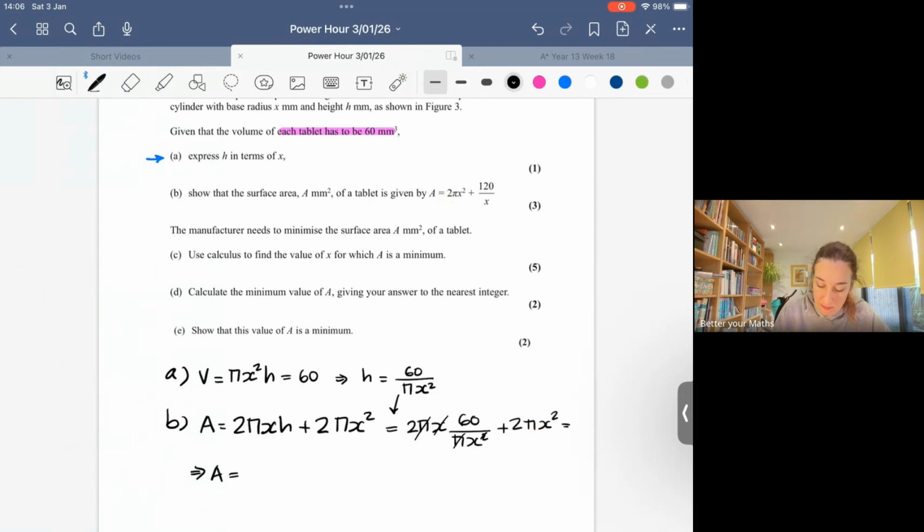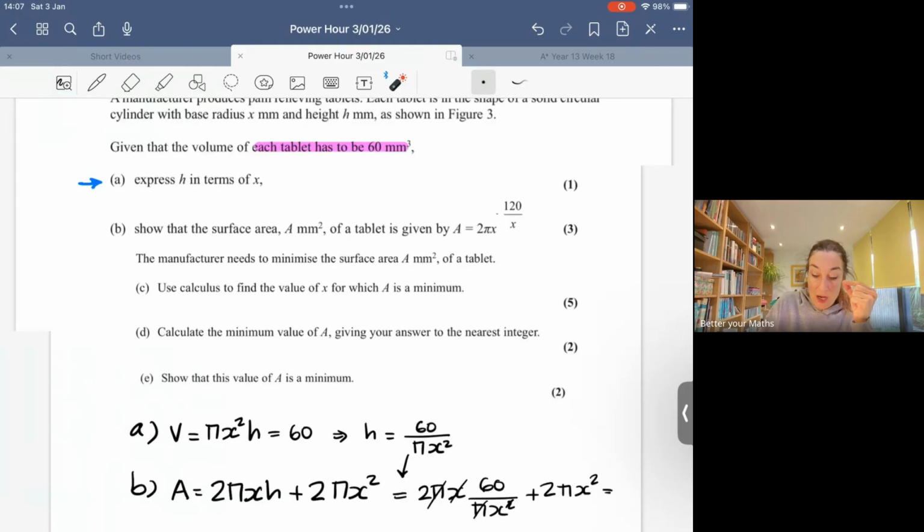Not that it matters, but we always try to write an expression in a way as close as possible to how it was written. So 2 times 60 is 120 divided by x. So plus 120 divided by x, that you see is exactly this expression, yeah?